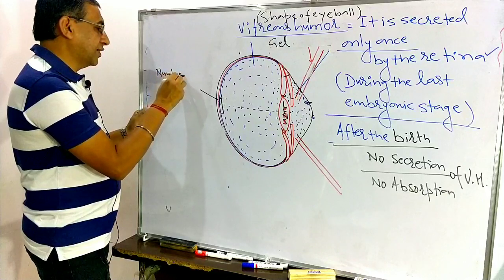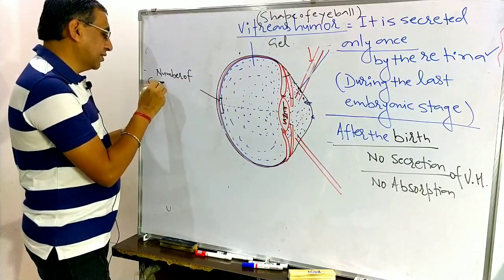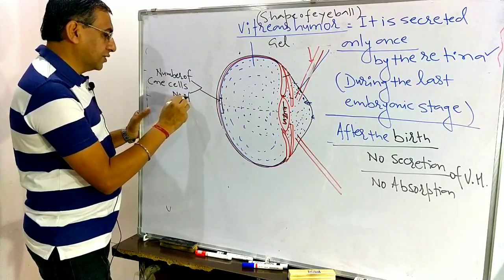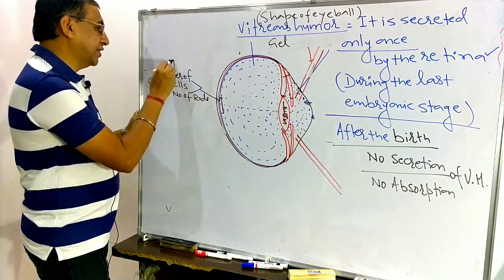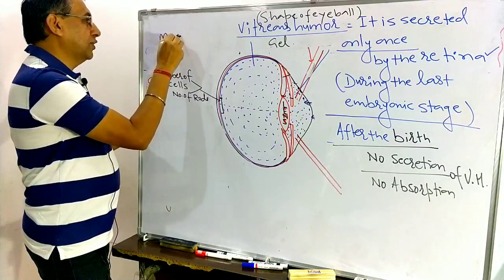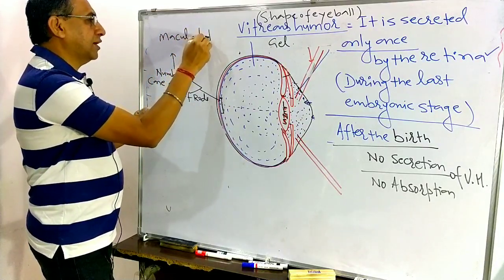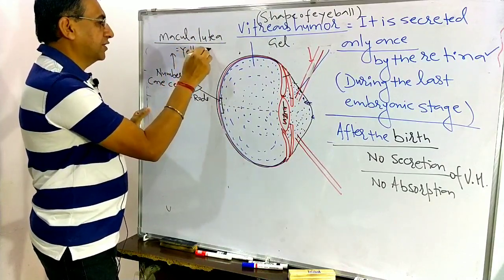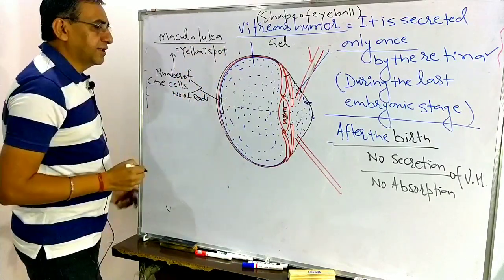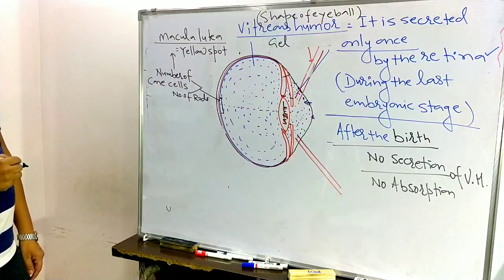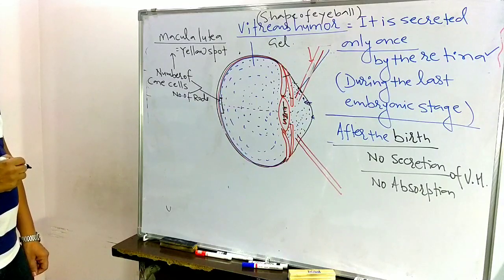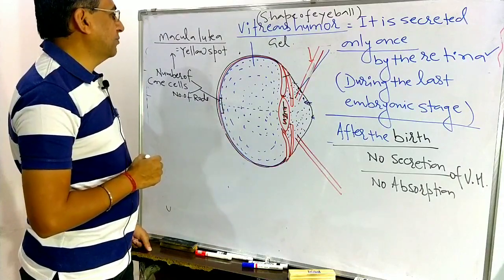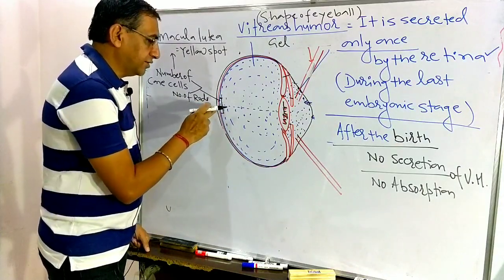cone cells is more than the number of rods. This area is known as the macula lutea, or it is also known as the yellow spot. In the center of the lens and retina, there is an area where the number of cone cells is more than the number of rods. This is known as the macula lutea, or the yellow spot.